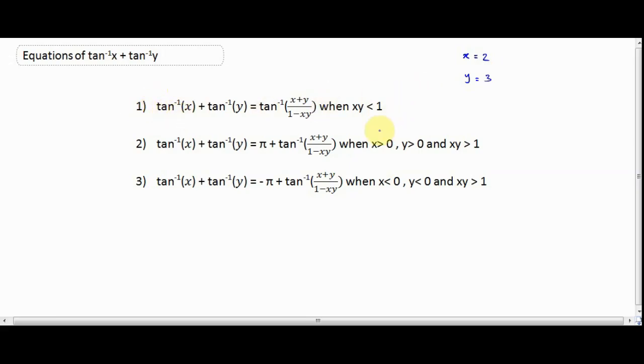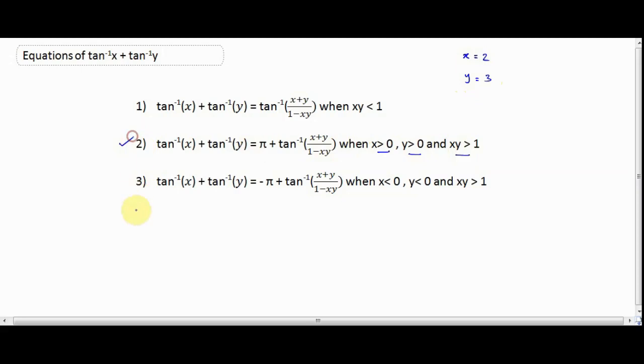Okay, now the second equation goes like this: tan inverse of x plus tan inverse of y is equal to pi plus tan inverse of x plus y divided by 1 minus xy. Okay, and we will be using this equation when x value is greater than 0, y value is greater than 0, and the product x into y is greater than 1. Okay, so in our case x is greater than 0, it is 2, y is 3, therefore it is greater than 0, and the product x into y, it is 6, and that is found to be greater than 1. Okay, so all the conditions corresponding to the second equation are applicable in our case.